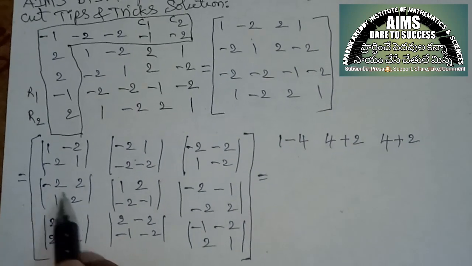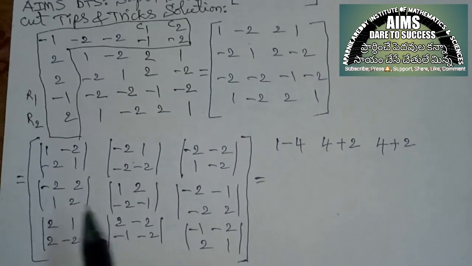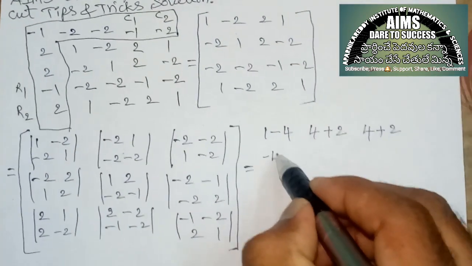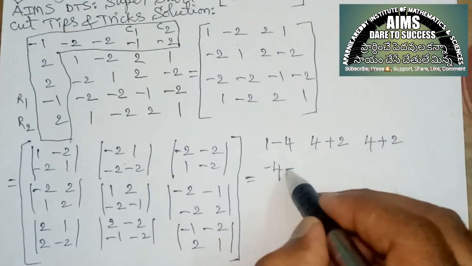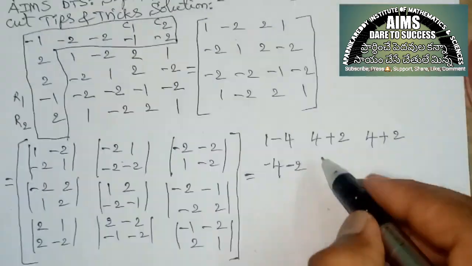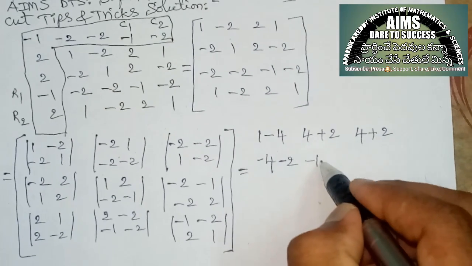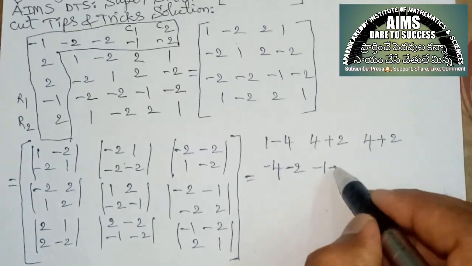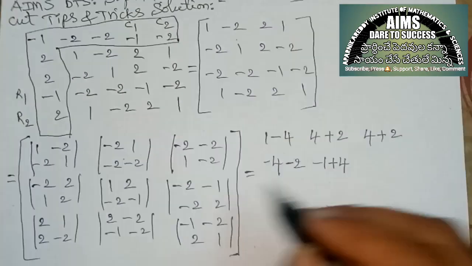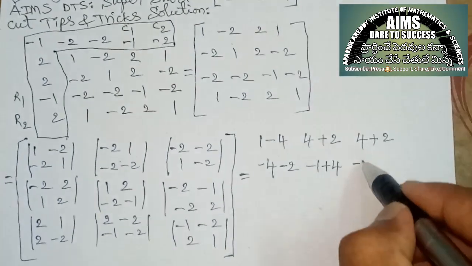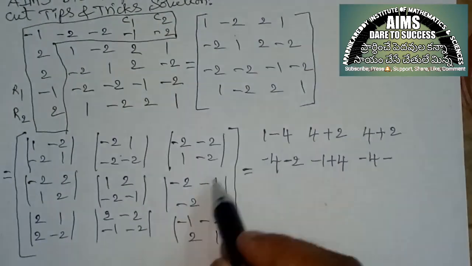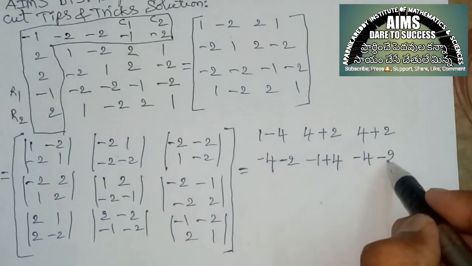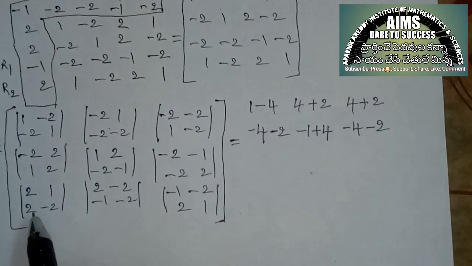Next we come to row 2. -2 into 2 is -4, -2 1s are 2. Next 1 into -1 is -1, then keep -2 into 2, minus into minus plus, 2 2s are 4. Then 2 into -2 is -4, keep minus into minus plus, 1 2s are 2. Row 2 is also done.